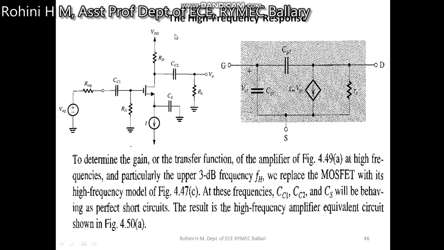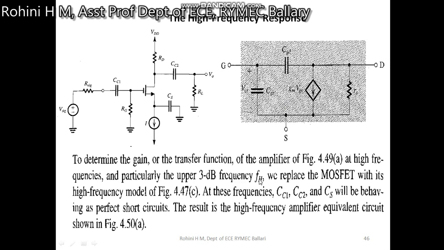Okay, so next is high frequency response. Again we are recalling the same circuit and its frequency response small signal equivalent circuit. To determine the gain or the transfer function of the amplifier at high frequency, particularly at the 3 dB frequency FH, we replace the MOSFET with its high frequency model. So this is the high frequency model.